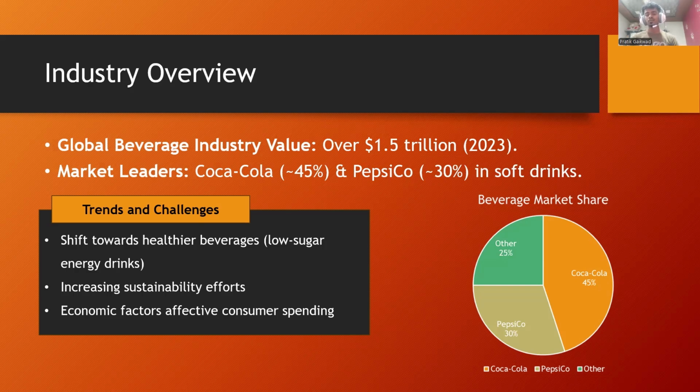Lastly, economic factors like inflation and recession directly impact consumer spending when disposable income is low. Consumers may opt for cheaper private label brands or cut back on non-essential beverages. This makes financial stability and adaptability crucial for companies in this sector.